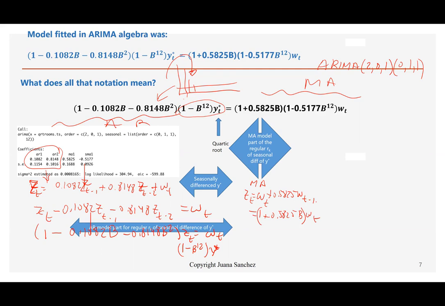which is equal to 1 plus 0.5825 B W sub t, if you use the backshift polynomial. And then we did the same for the seasonal part. For the seasonal part, we identified also an MA model of order 1. For the seasonal, we had WT, and if we estimated, the coefficient is negative, minus 0.5177 WT minus 1. So this is 1 plus 0.5 B WT. Notice how we are using the backshift polynomial, which is why we learned it earlier, because we use it a lot in ARIMA. So we write the model like that.